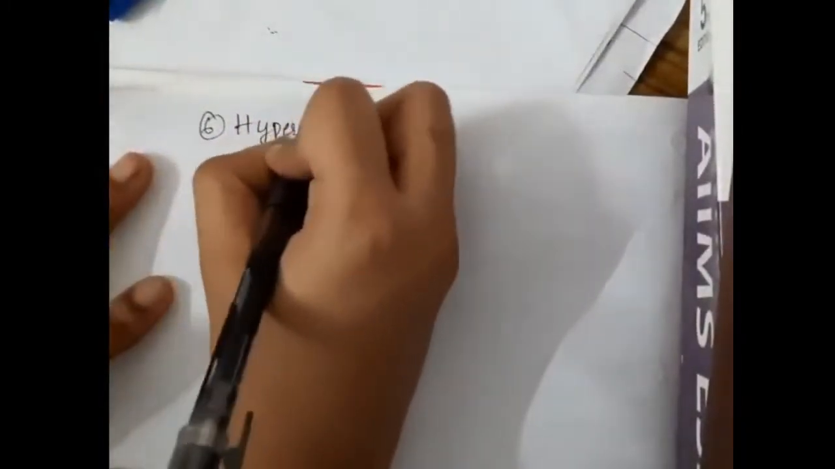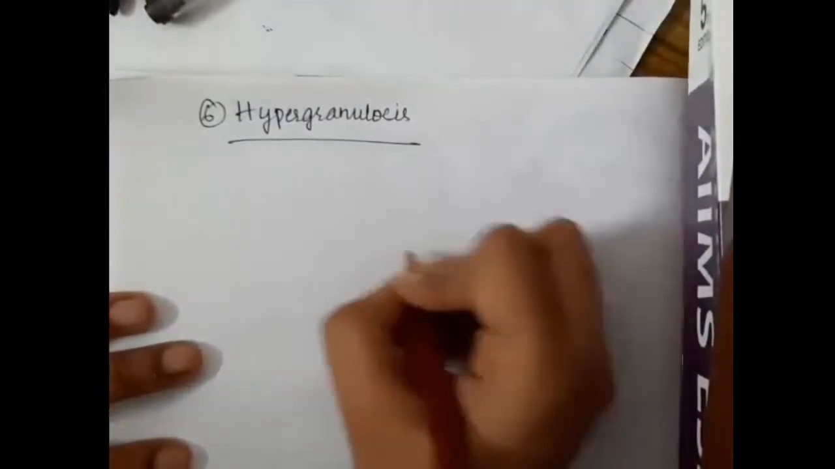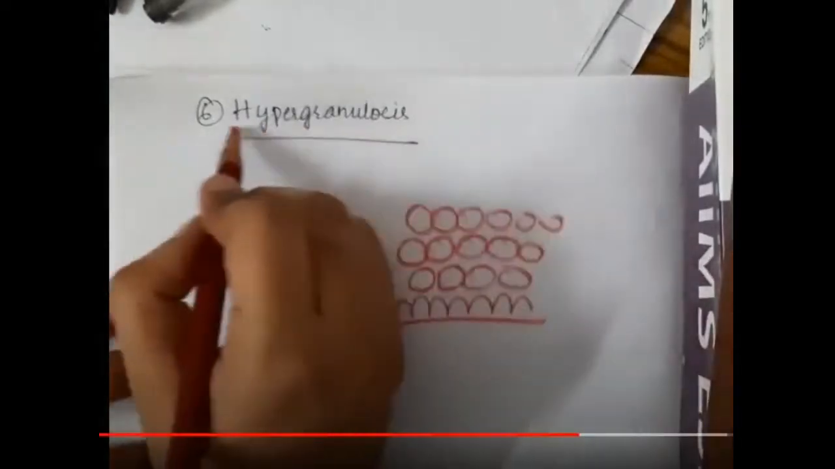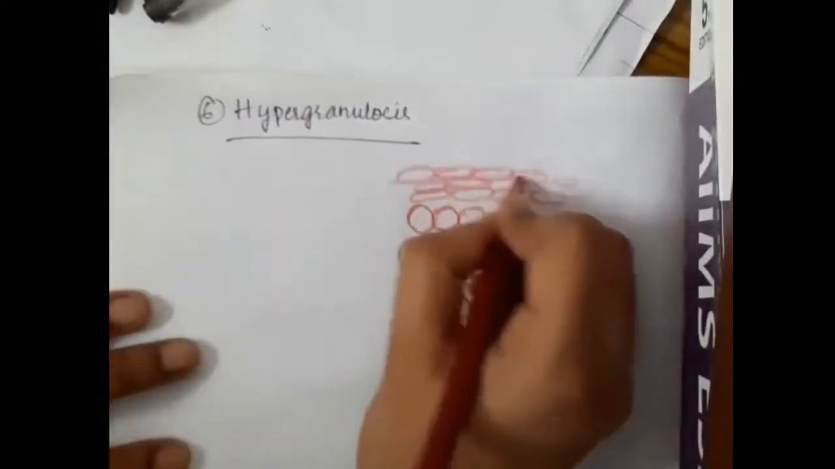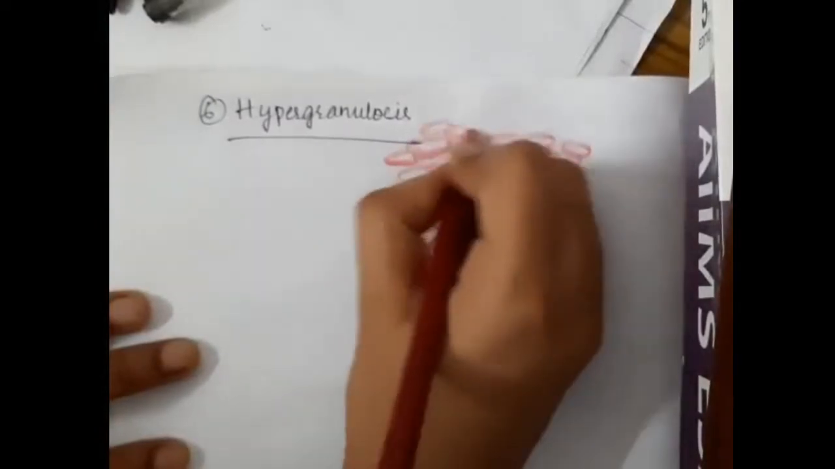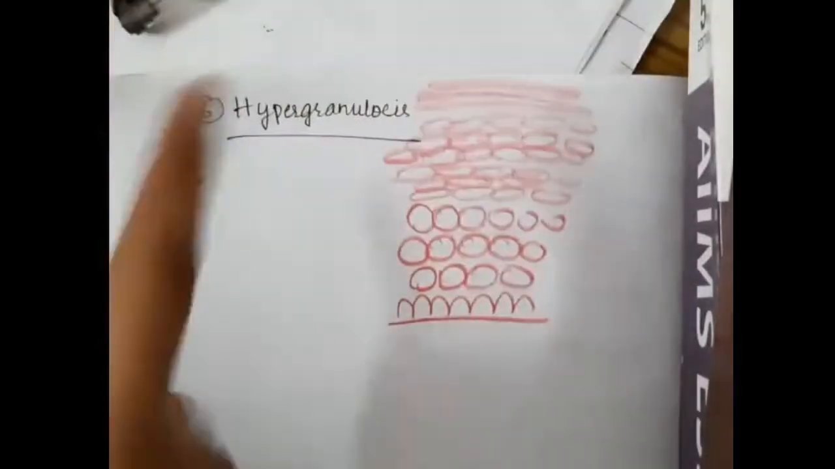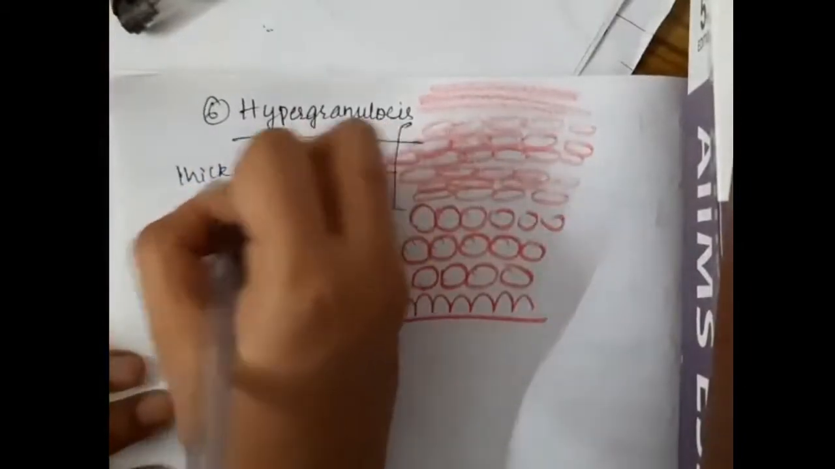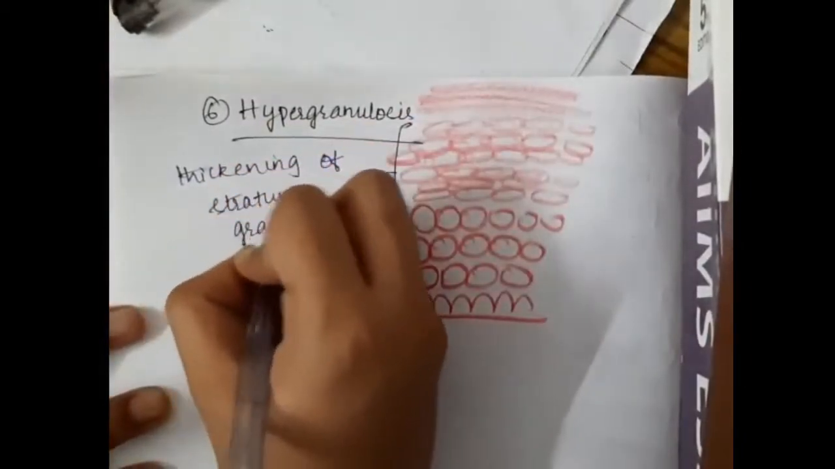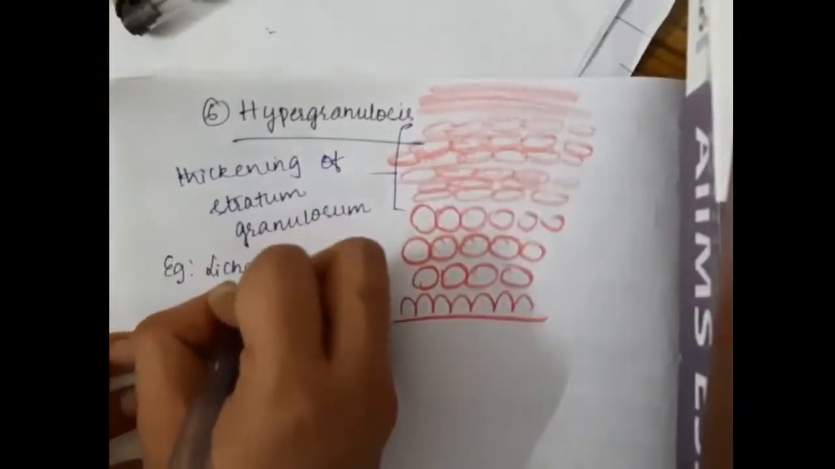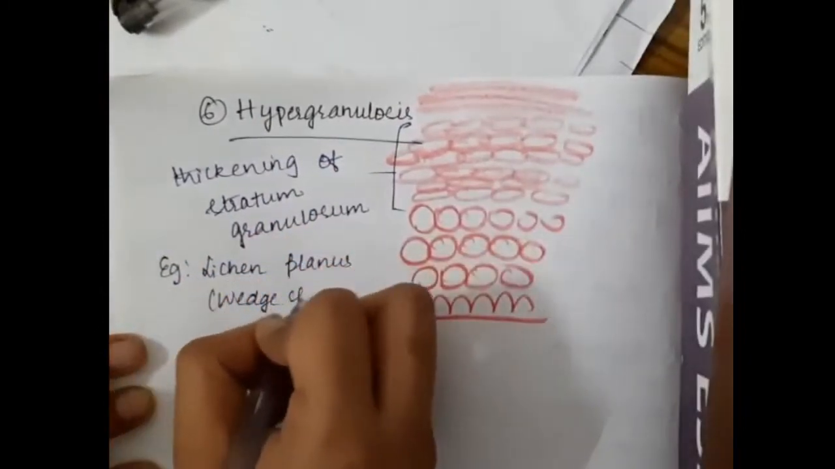The sixth disorder is hypergranulosis, where there is thickening of the granular layer. The stratum granulosum gets thickened here, as the name says, hypergranulosis. An example is lichen planus, that is wedge shaped.